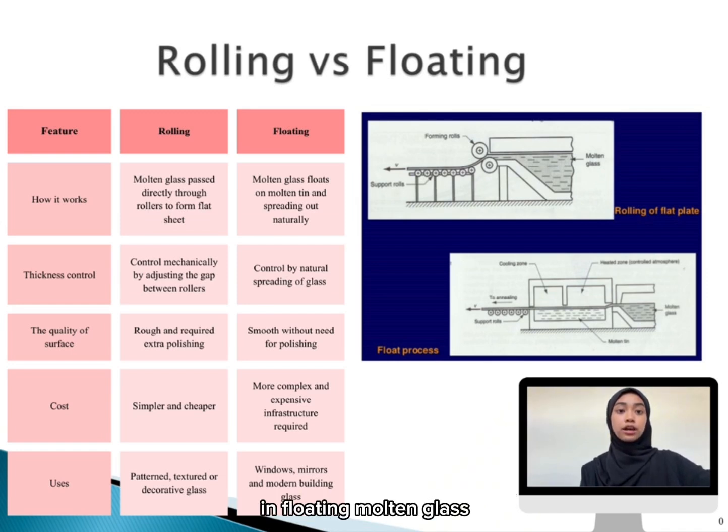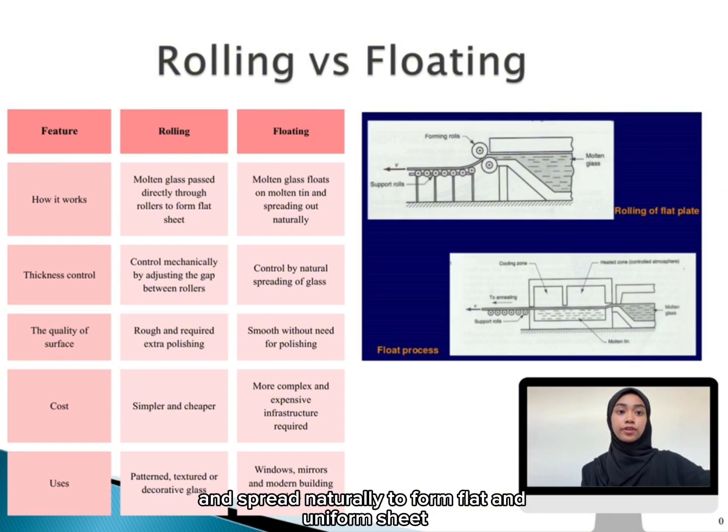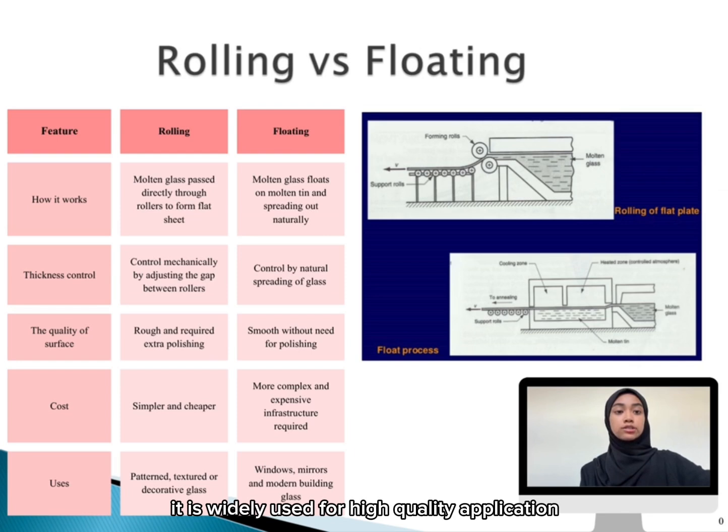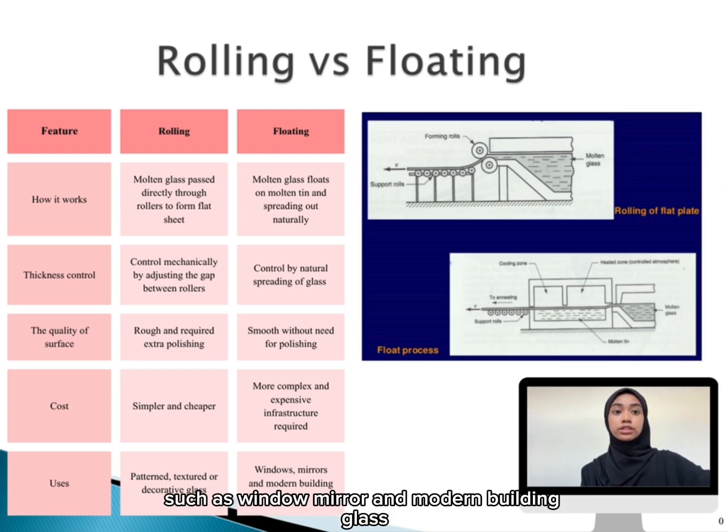In floating, molten glass floats on molten tin and spreads naturally to form flat and uniform shape. This method produces glass with smooth surface without polishing. It is widely used for high-quality applications such as windows, mirrors, and modern building glass.